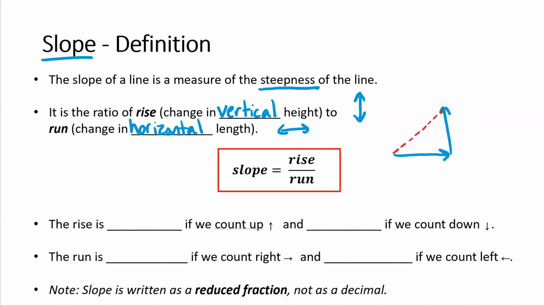So here's the definition. Slope equals rise, how far you went up or down, divided by the run, how far you went across. The rise is going to be considered positive if we're counting upwards, and negative if we're counting downwards. Whereas the run is positive if we're going to the right, and negative if we're going to the left. And finally, just note that the slope is written as a reduced fraction. So let's say you had a rise of 3 and a run of 6. We would write that down as the reduced fraction of 1/2.